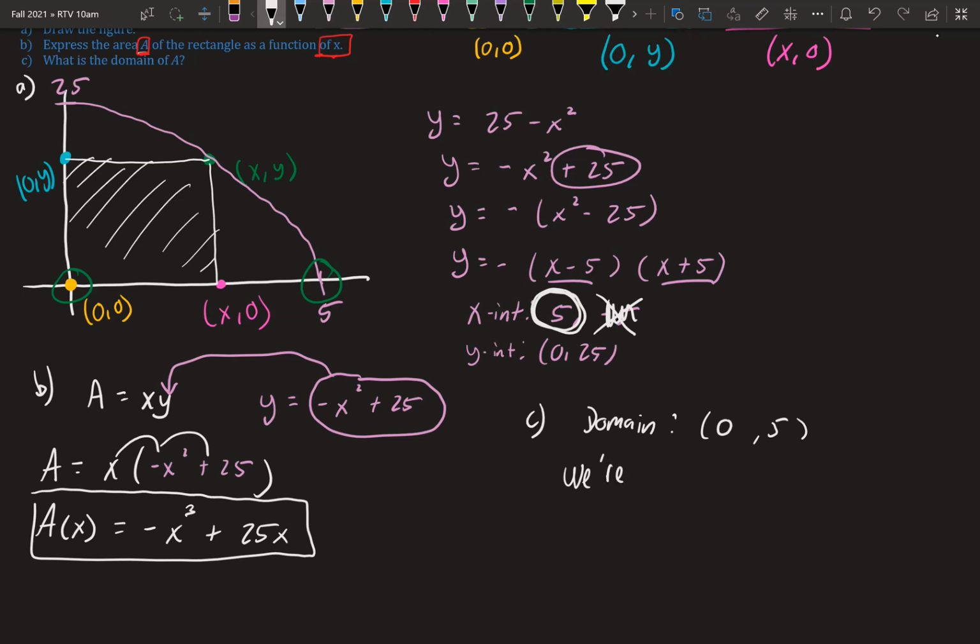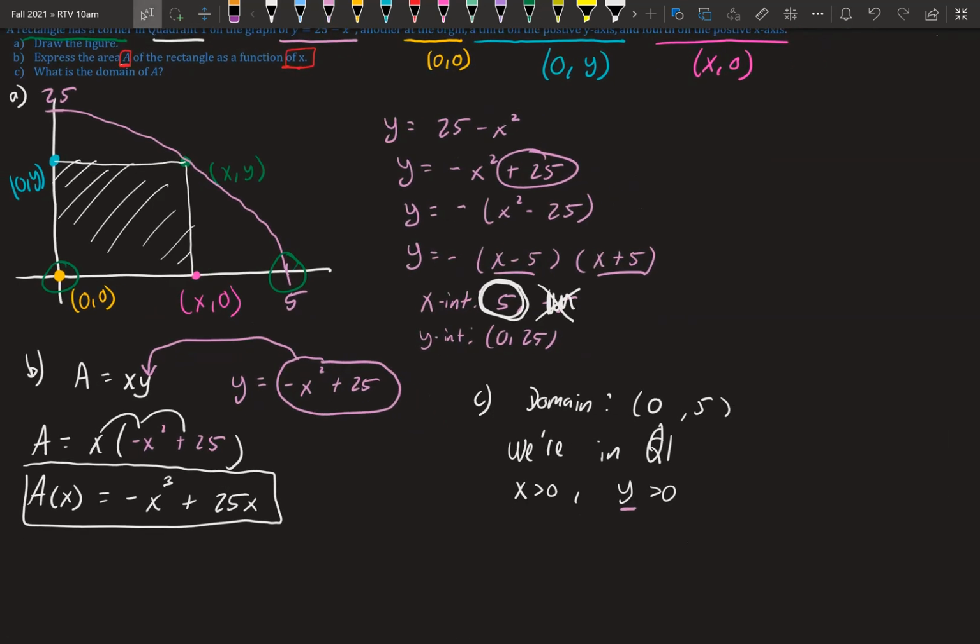Right now we're in Q1, only working in Q1. Q1 states that X has to be greater than 0 and Y has to be greater than 0. We don't have an equation for X, but we do have an equation for Y. Y was represented by that function 25 minus x squared, which we rewrote. So we need to know what makes this function greater than 0. Why greater than 0? Because we're working in quadrant 1, and quadrant 1 states your function has to be greater than 0. So our function of negative x squared plus 25 needs to be greater than 0.